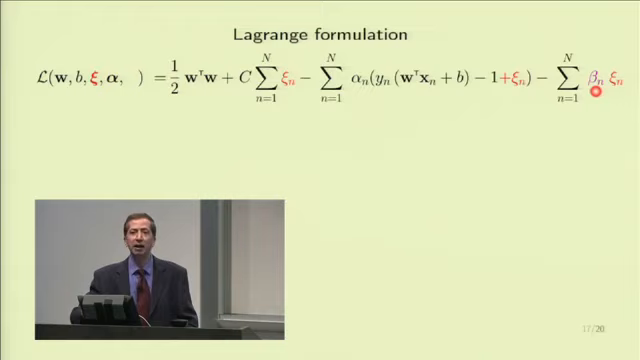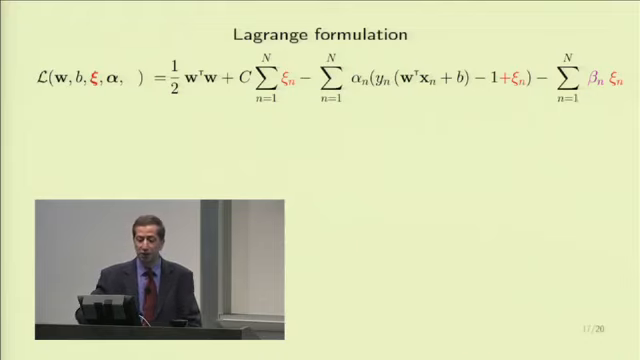I need to multiply it by a Lagrange multiplier, a new one. So I call this beta. And I do this for all the constraints, capital N of them, and I have a minus because this is in the direction greater than or equal to. So absolutely nothing different here. And now I add the new Lagrange multipliers to my Lagrangian, and I get this.